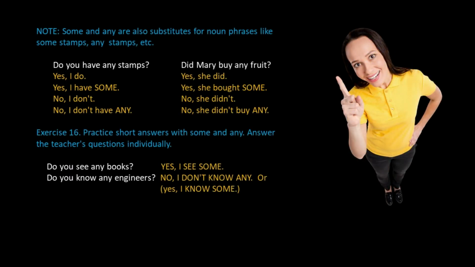Some and any are also substitutes for noun phrases, like some stamps, any stamps, etc. For example, do you have any stamps? Yes, I do. Yes, I have some. No, I don't. No, I don't have any.